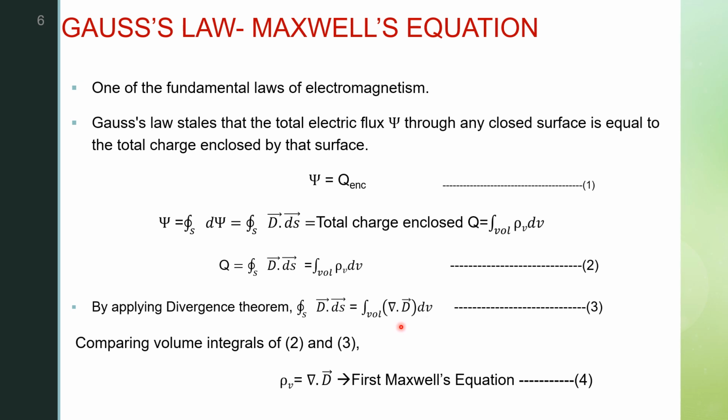So now let's compare these two equations. Okay, let's say this is equation number 2 and this is equation number 3. Compare these two equations. This term is a volume integral, and here also we have a volume integral term. So we can compare the volume integral terms, and what you will get when you compare these two terms is rho v is equal to del dot D. So rho v is equal to del dot D, and this is our first Maxwell's equation.